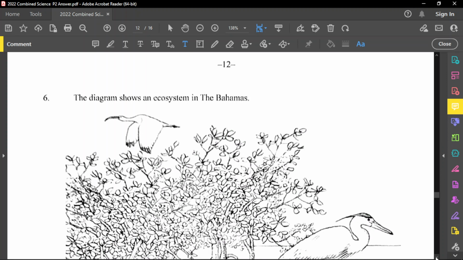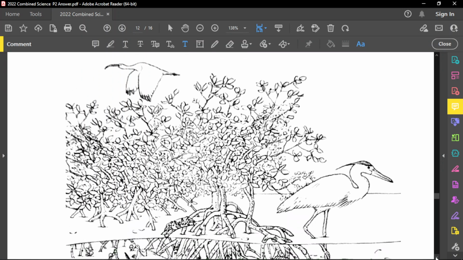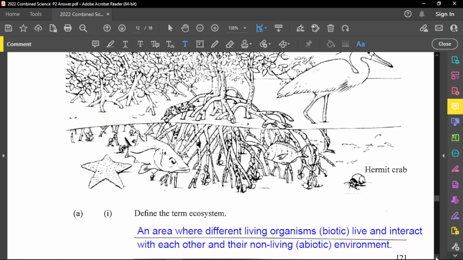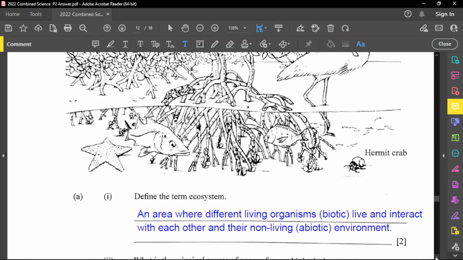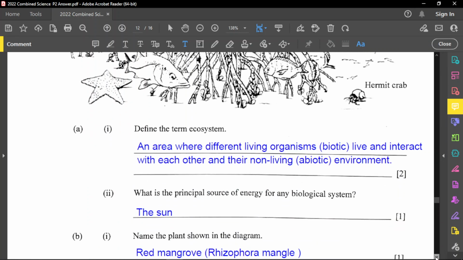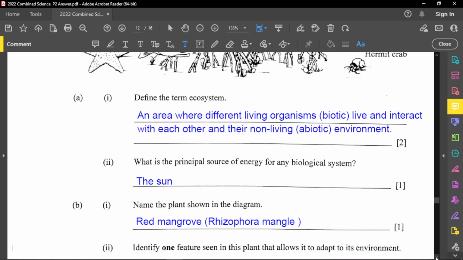Now, question number 6. This diagram shows an ecosystem in the Bahamas. And this ecosystem, as you notice, is the mangroves. So define the term ecosystem. An ecosystem is an area where different living organisms, which is the biotic aspect of the environment, live and interact with each other, and with the non-living, which is the abiotic part of the environment. Once you have the biotic and abiotic interacting, then that is an ecosystem.